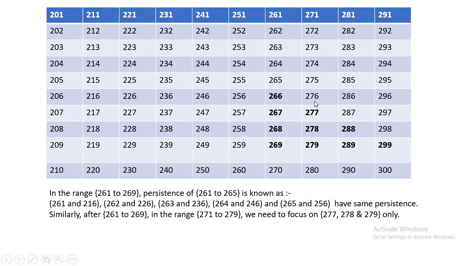So 276 is also not needed to be calculated. 277 is needed to be calculated, 278, 279. Similarly, 287 is also not needed to be calculated because we have calculated this. 288, 289, 299. So in 200 to 300, we have to calculate 4, 3, 2, 1, so 10 numbers. We have to calculate the persistence of 10 numbers.